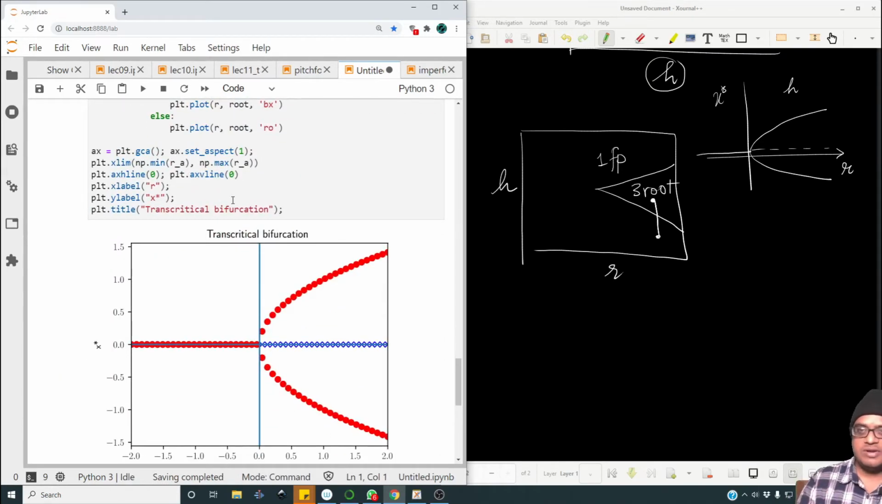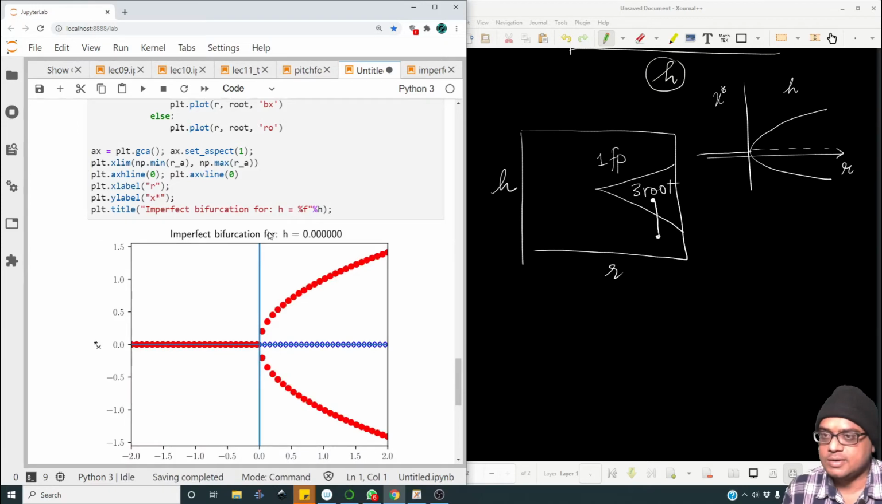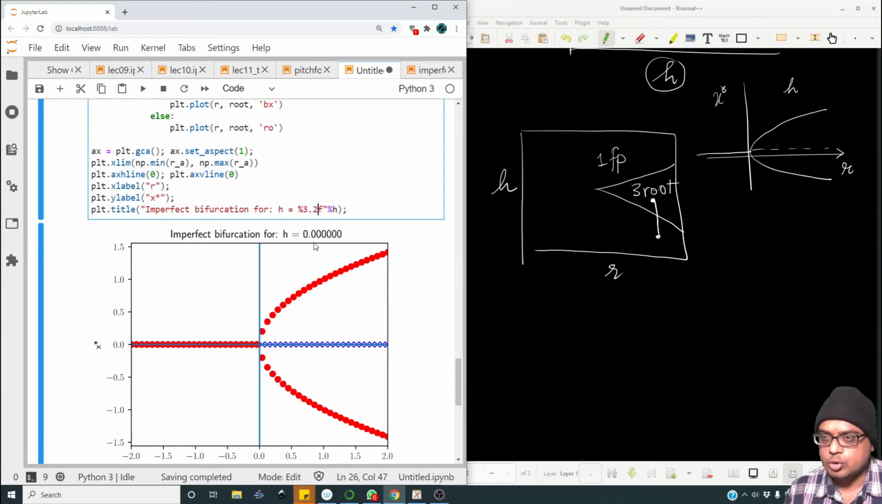Excellent. So this is the diagram of, I have to change this as well. This is percentage f, and over here we will print the value of H. Imperfect bifurcation for H equal to this. All right, let me run this again. So for H equal to 0, we have something like this. In fact, let me print only 2 decimal places.